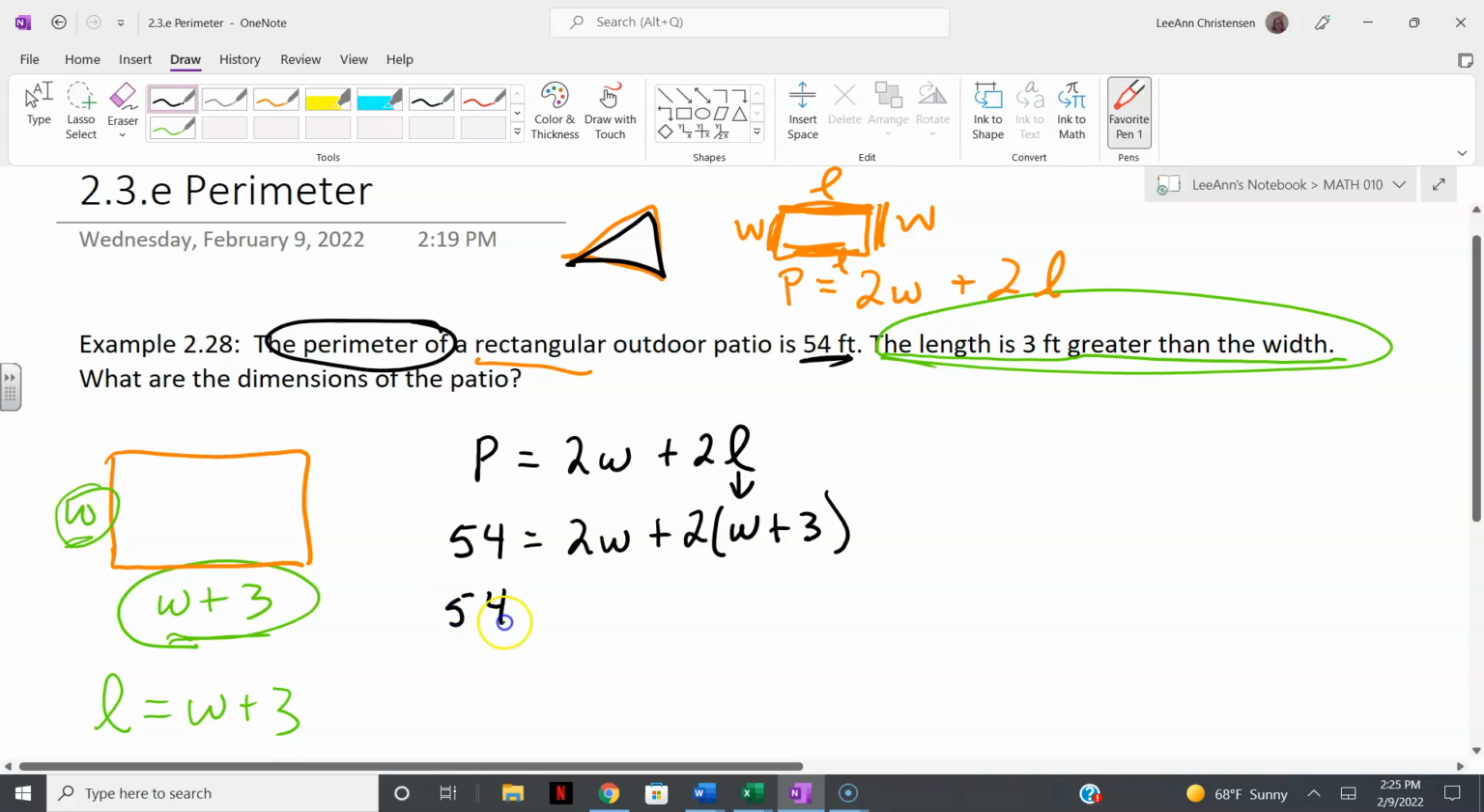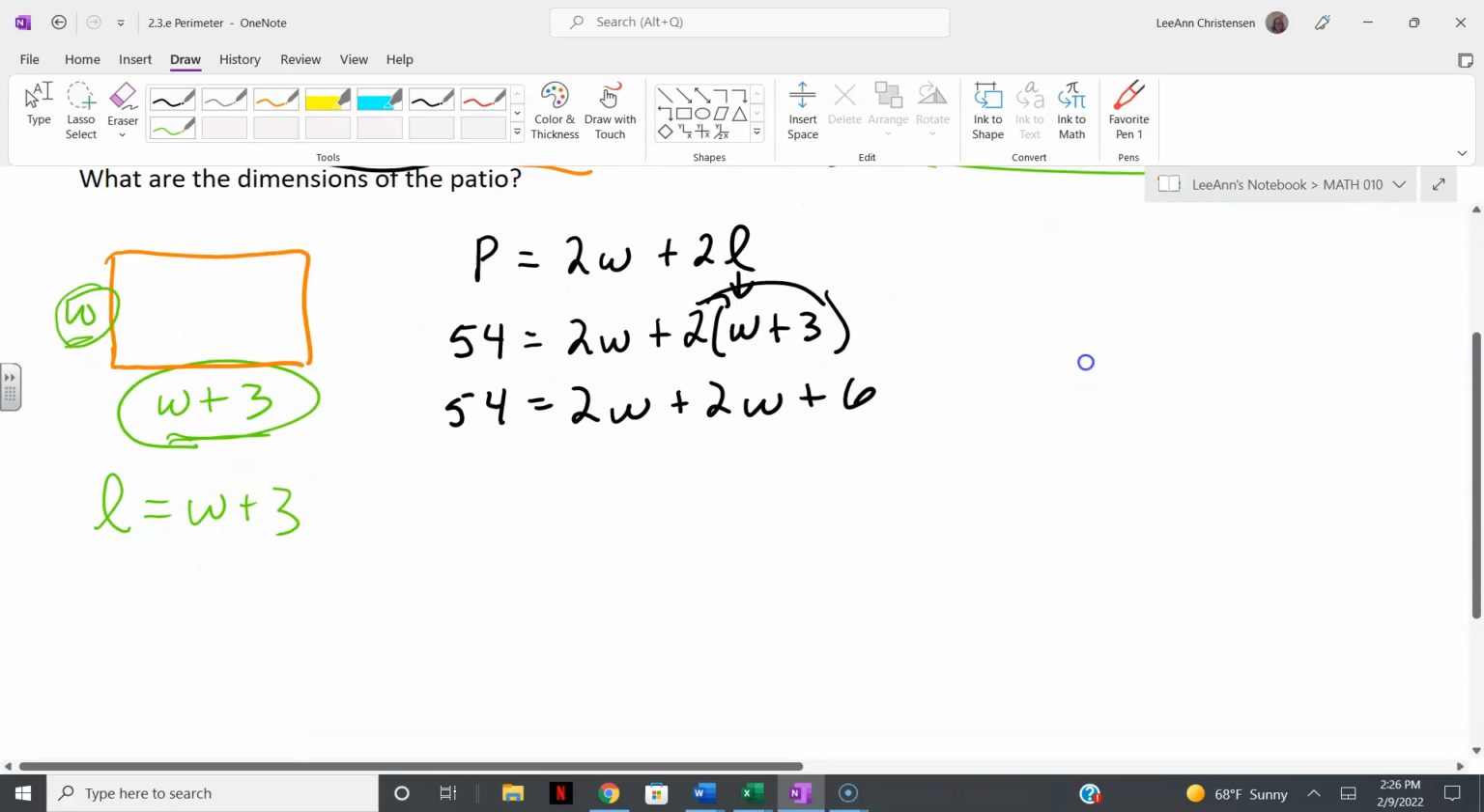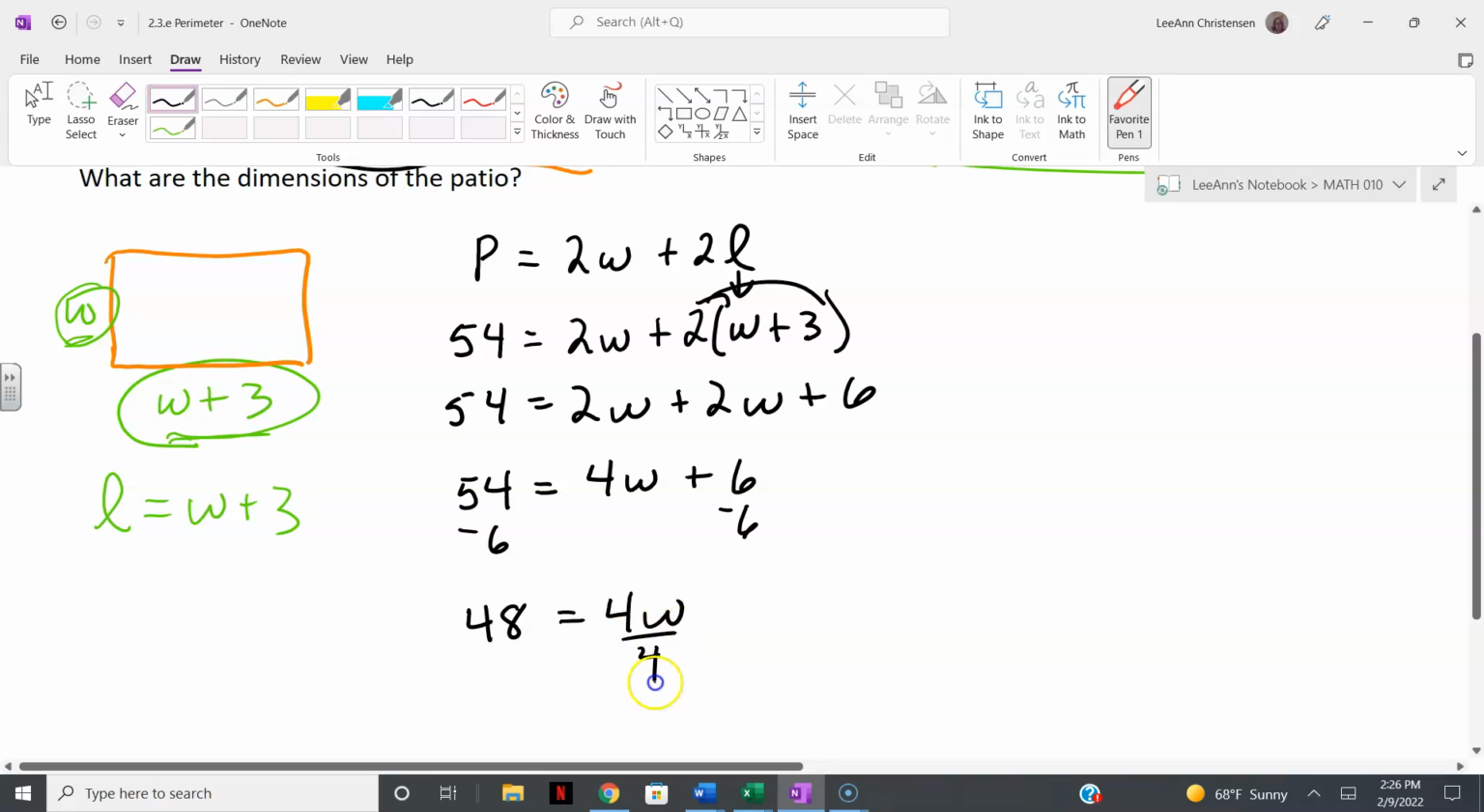So 54 equals 2W plus 2W plus 6. That's the distributing. A lot of times, once you get the equation, they're not too bad to solve. But it is tricky to get the equation. I know it's easier when I'm doing it in the video, but that's the way those things work. Subtract 6. What do I get? 48. Divide by 4. So I'm getting the width to be 12 feet.